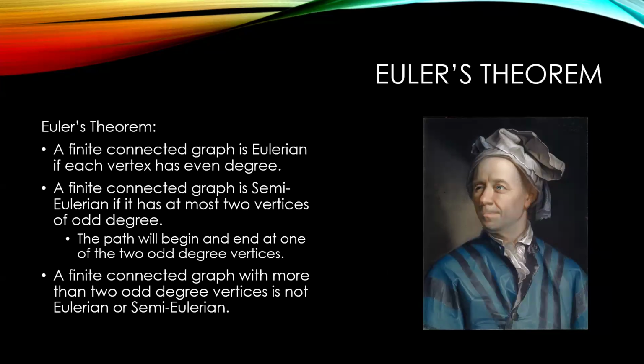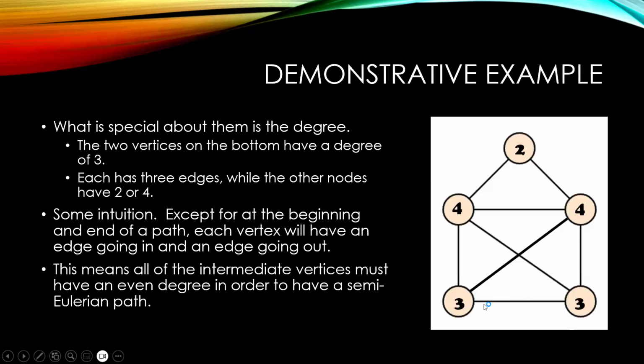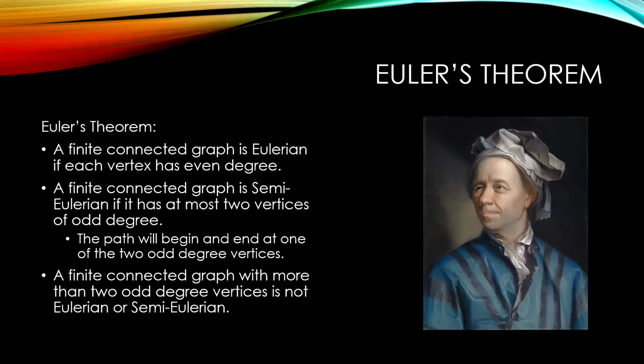And so suppose that you have a finite connected graph. Well, it's going to be Eulerian if each vertex has even degree. And so in this case, right above, if all of these had been even, then it would have been Eulerian. We could have done a path which would go through every point and end back where you started. A finite connected graph is semi-Eulerian if it has at most 2 vertices of odd degree. In that case, you start at one of the odd degree vertices and end at the other.